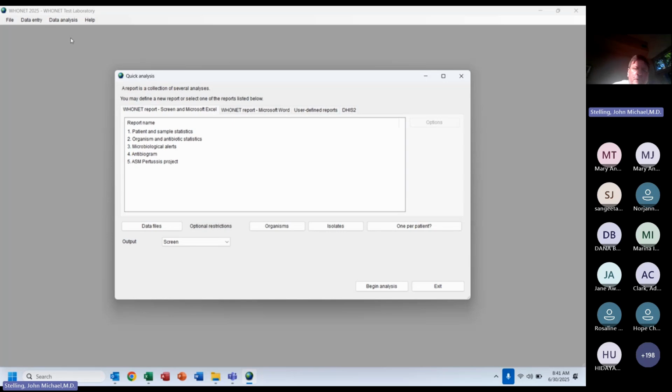So this screen has been reorganized. The first screen is called WHONET Reports for Screen and Excel. The second one is WHONET Reports for Microsoft Word and also one PDF thing. Before, they were in one long list, but because the two lists were getting longer, we just wanted to separate the list.